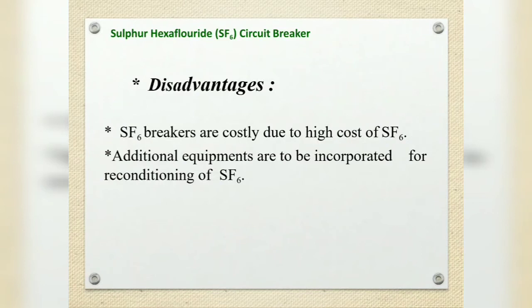The entrance of moisture in the SF6 breaker tank is very harmful to the breaker, and it causes many failures. The internal parts need cleaning during periodic maintenance under clean and dry environment. Special facility is required for transportation and maintenance of quality of SF6 gas.